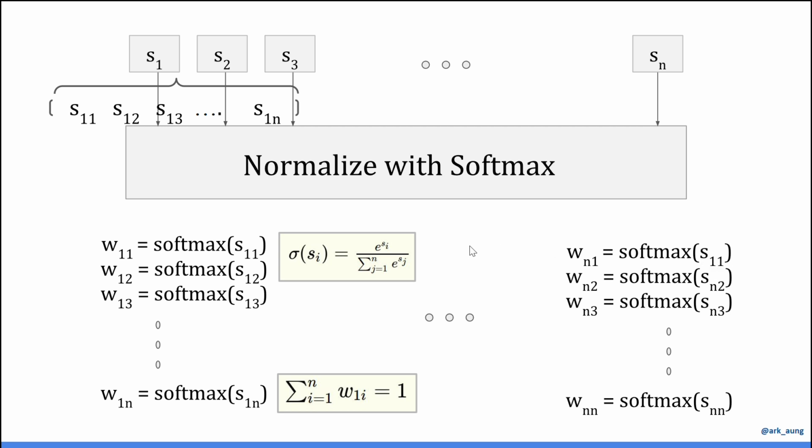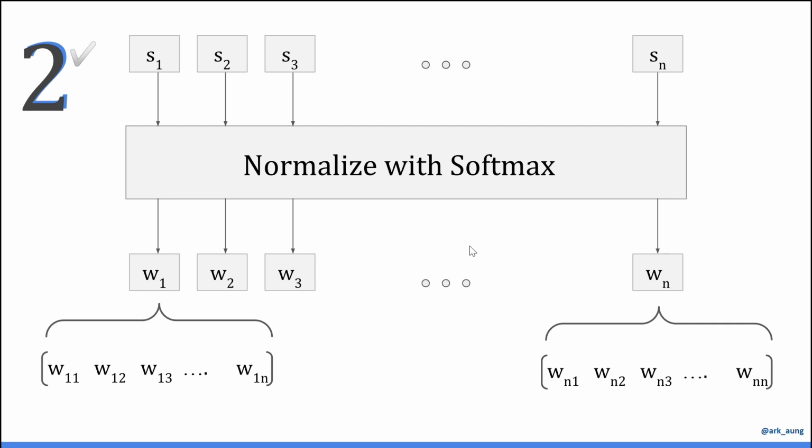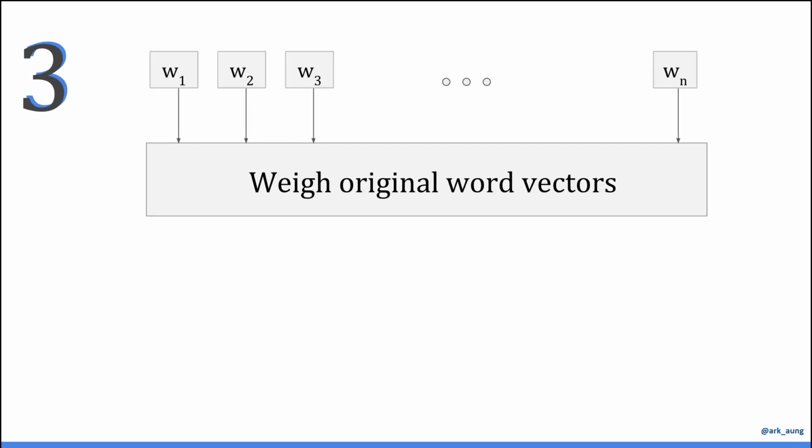So what do we have? We have weights. How do we get weights? We get weights from scores. How do we get scores? We do dot product between vectors. And now these weights are going to be useful to weigh the original word vectors. What are our original word vectors? Our v's. We have v1, v2, v3 up to vn, and we're going to weigh them.